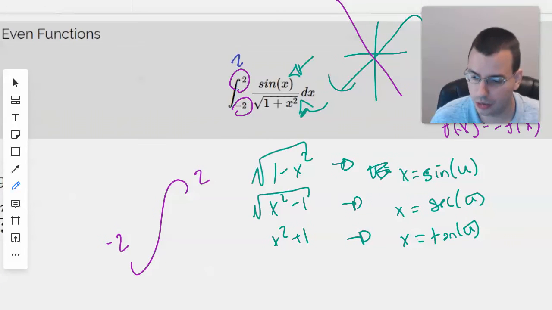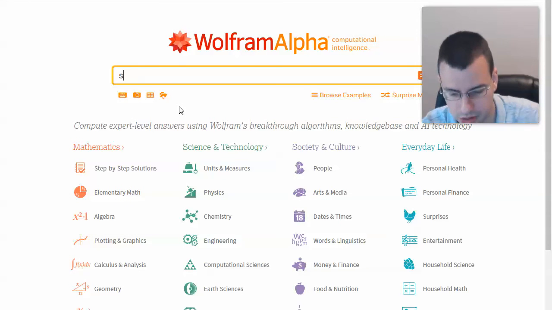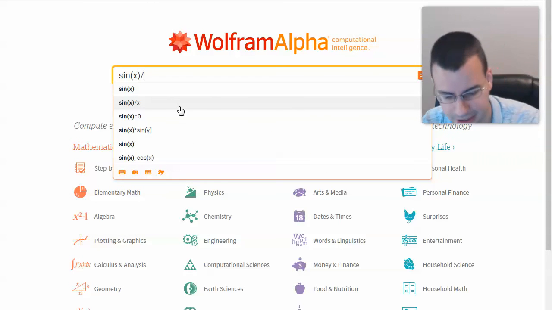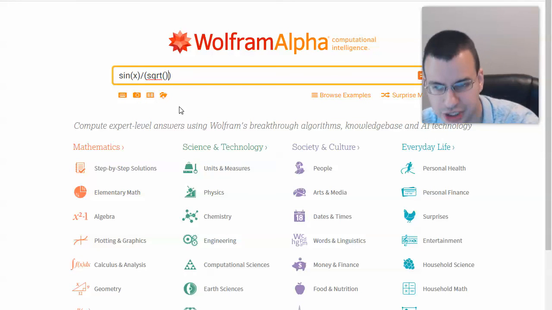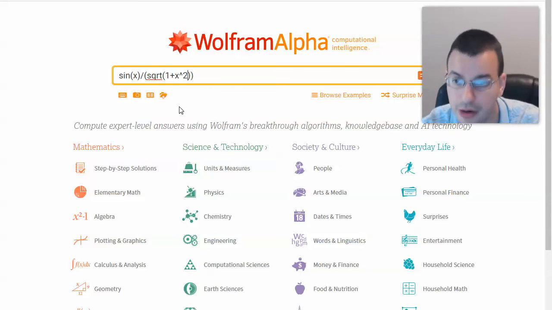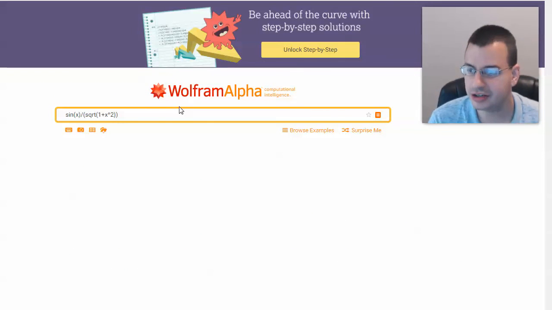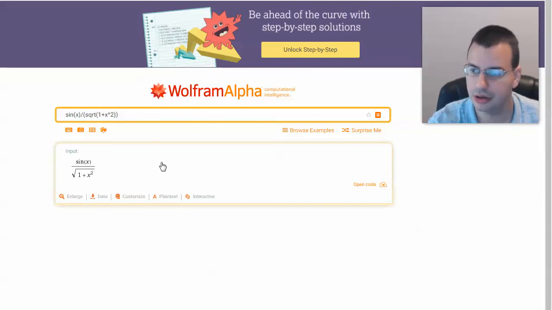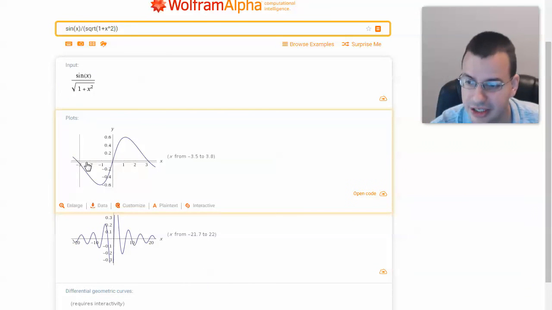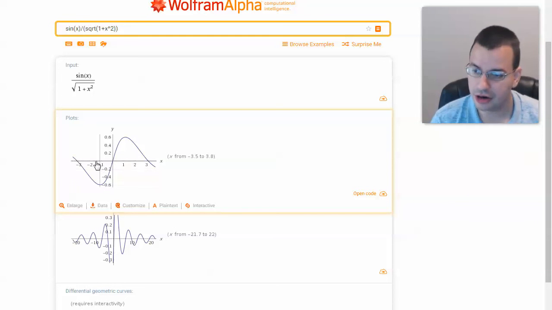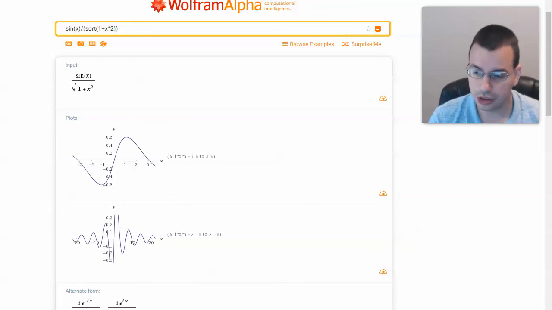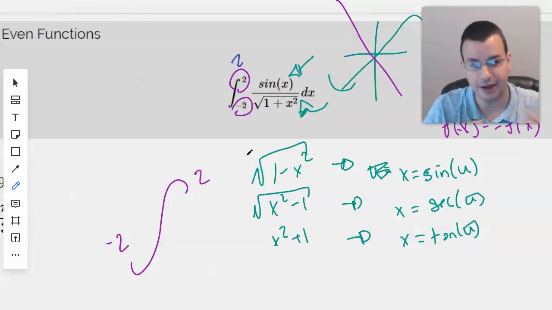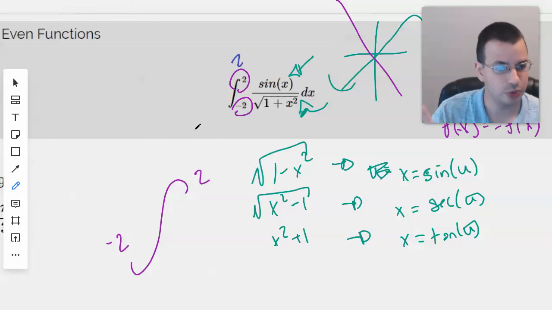So I'm going to quickly go to Wolfram. I know you won't have access to Wolfram on the AP exam, but I think this will help show the idea of where we're going. You have sine of x over the square root of 1 plus x squared. Especially from negative 2 to 2, it is an odd function. The area under the curve here will cancel the area under the curve here, so when you take the integral from negative 2 to 2, everything will cancel out. That is the best way to approach this problem.